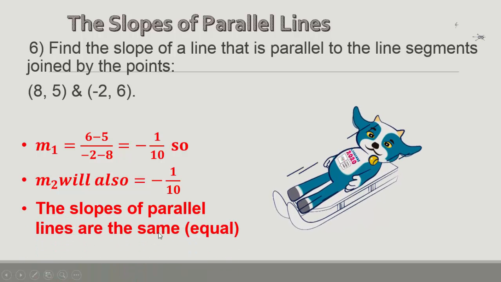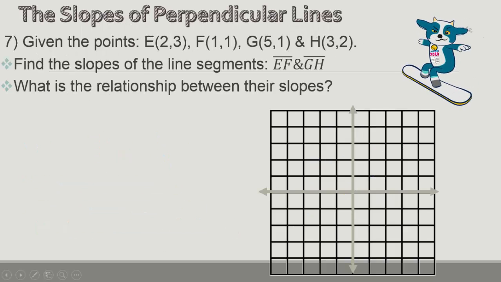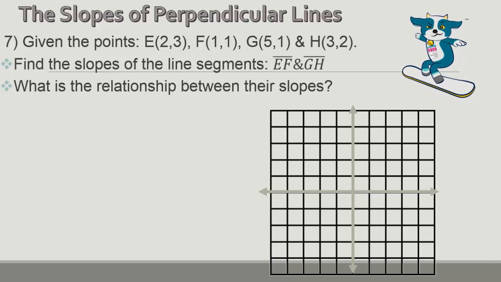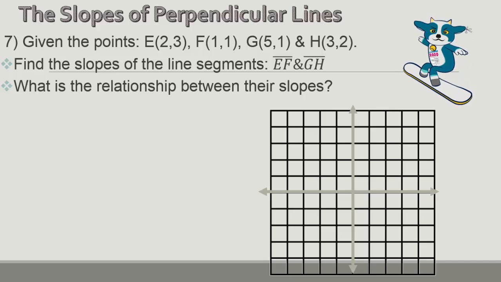Remember, the slopes of parallel lines are the same. The slopes of perpendicular lines. In example number 7, we're given points E (2, 3), F (1, 1), G (5, 1), and H (3, 2). We want to find the slopes of the line segments EF and GH, and then figure out what the relationship is between their slopes. So let us go over to the whiteboard and work this out.